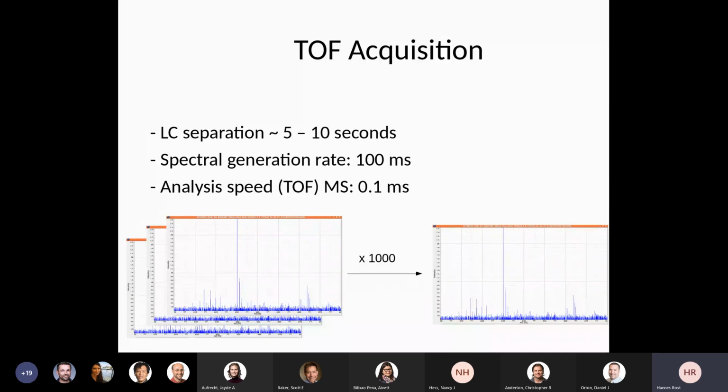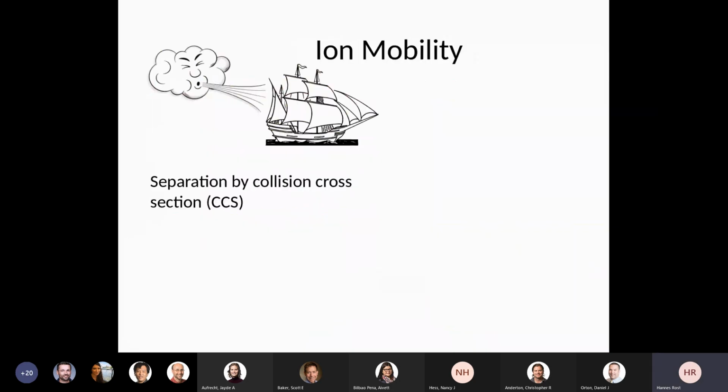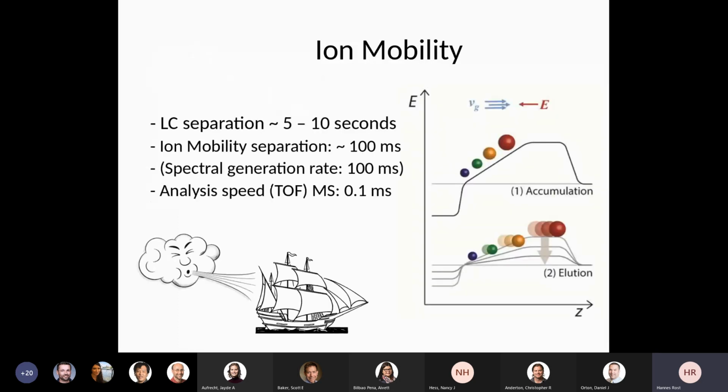The question that we asked ourselves is whether there is a better way to utilize this time instead of simply performing an average over all of this data. And the answer that we worked on here is using ion mobility, or separation by collisional cross-section. The instrument and device that we used is the trapped ion mobility device that is now commercially sold by Bruker in the timsTOF Pro.